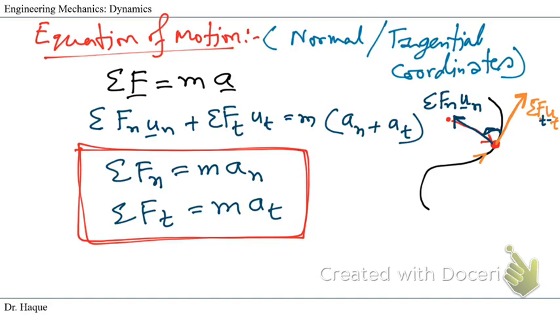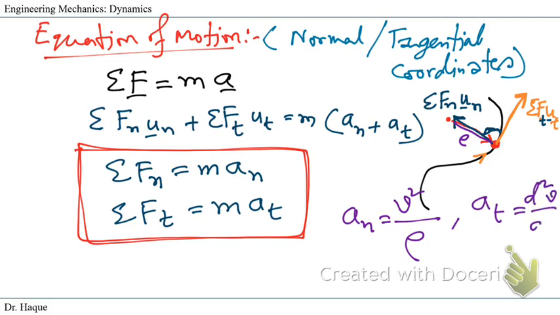One thing to notice is that the normal acceleration, an, can be determined if you know the velocity of the particle: v squared divided by rho. Rho is the radius of curvature, which is the distance from the center of curvature to the particle. So you can get an from there. And for the tangential component, if you know the magnitude of the velocity and take the derivative with respect to time, you will get the tangential component of the acceleration.